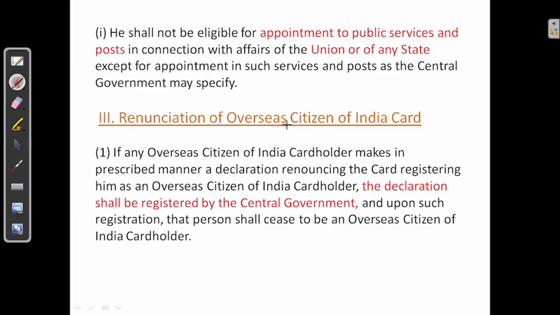Next, we will see the renunciation of Overseas Citizen of India cardholders. If any Overseas Citizen of India cardholder makes, in the prescribed manner, a declaration renouncing the card, the declaration shall be registered by the central government. Okay, if any person applies for the renunciation of the OCIC, this shall be registered by the central government.